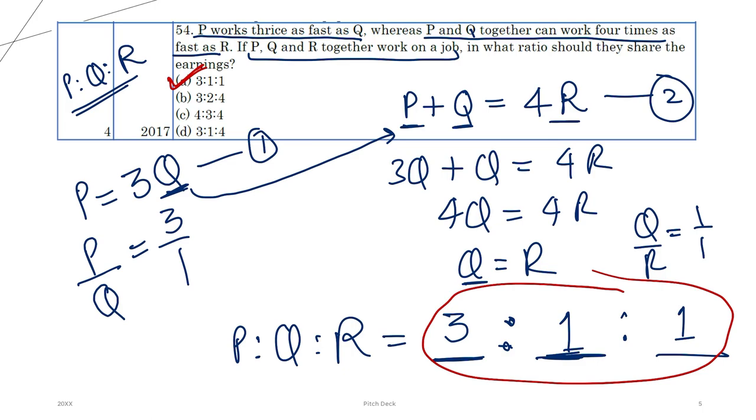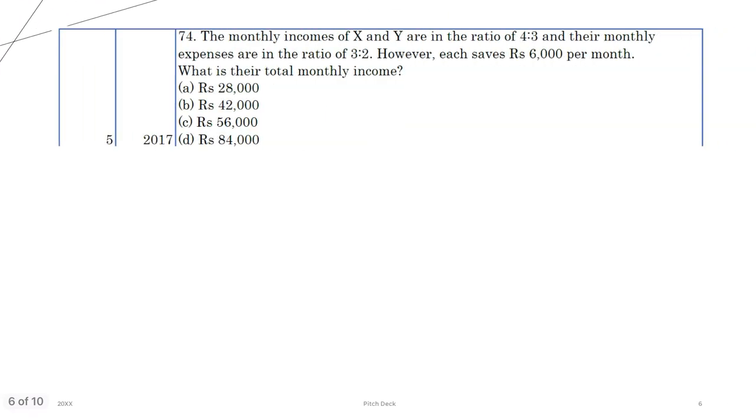Very simple question. You just have to understand that even if 2 equations are given to you, you can find the ratio of the 3 variables. Right? Now moving on. This part is the same as question number 1. You can go back and check question number 1. The same question is given to you. So this shows that questions can be repeated in the exam.